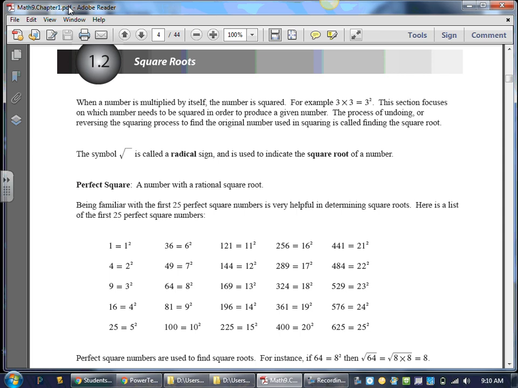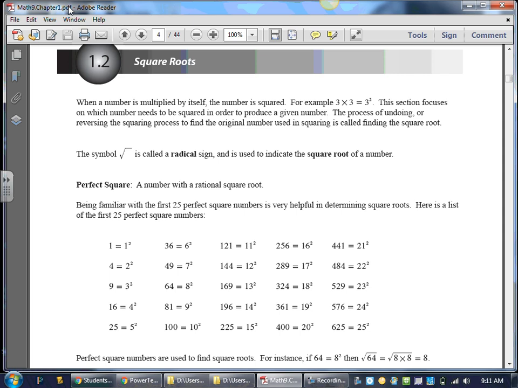This section focuses on which number needs to be squared in order to produce a given number. The process of undoing or reversing the square process. Read again, the process of undoing it or reversing the square process is to find the original number used in squaring is called finding the square root.